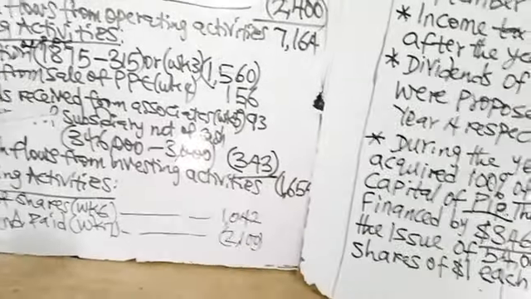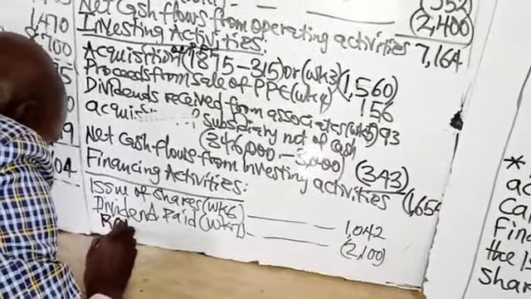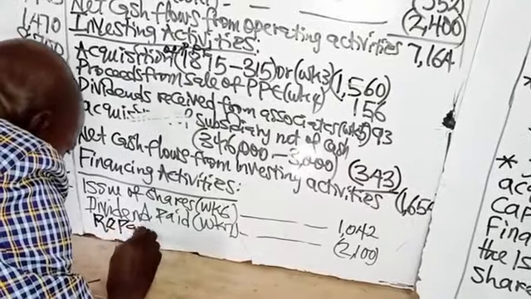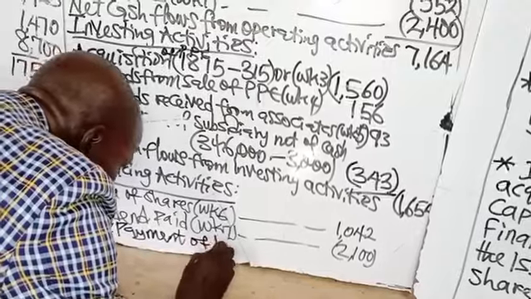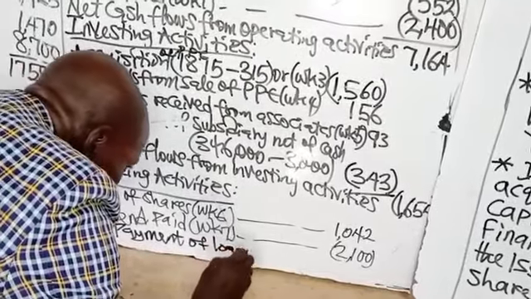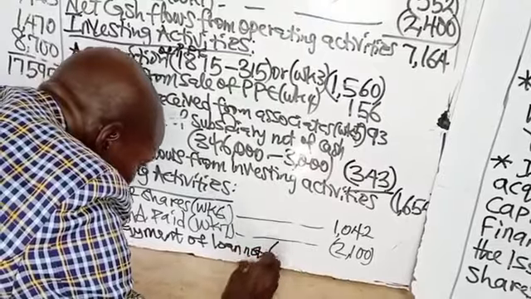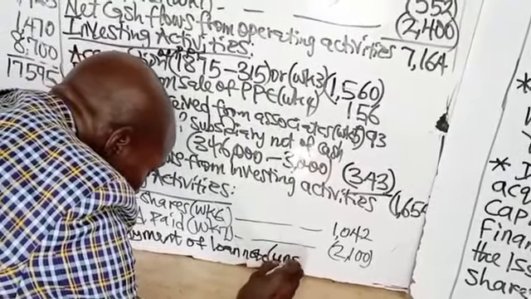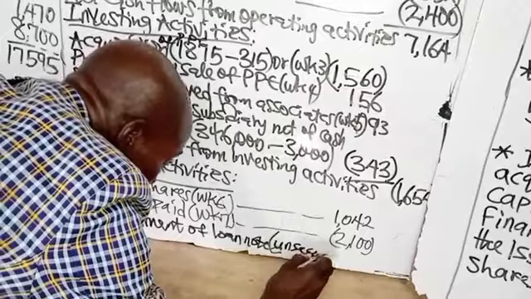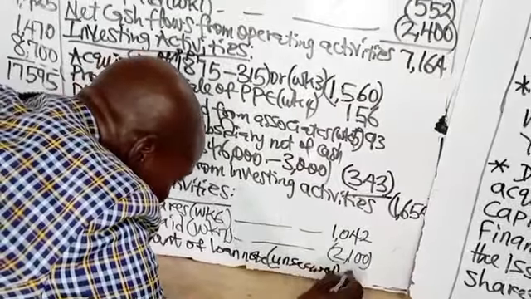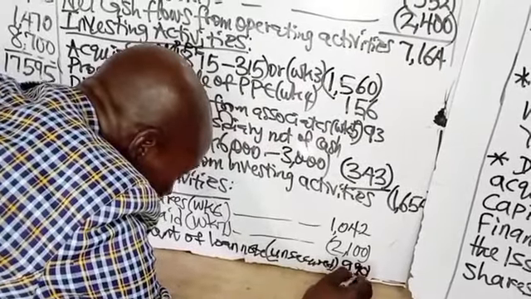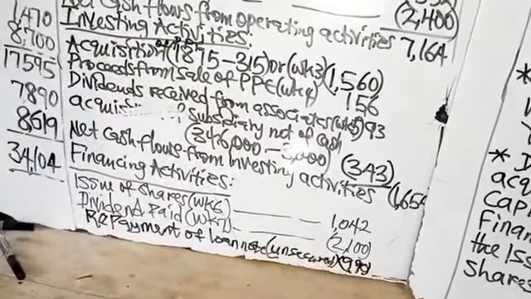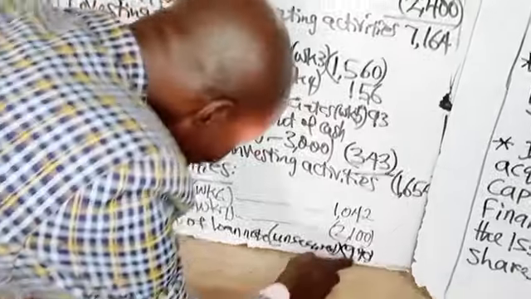Repayment of loan note, that is unsecured loan note, 990 outflows.